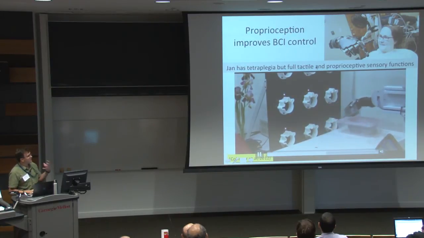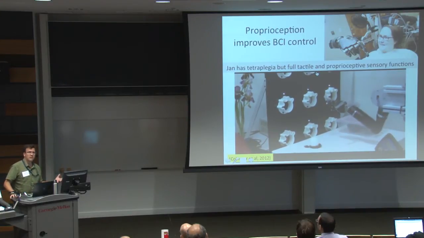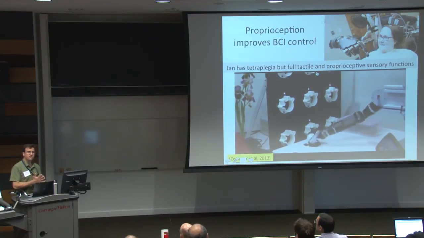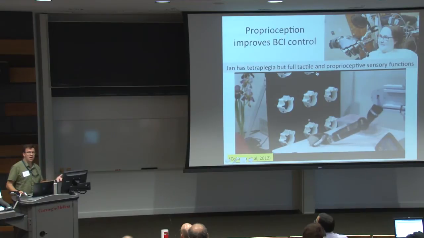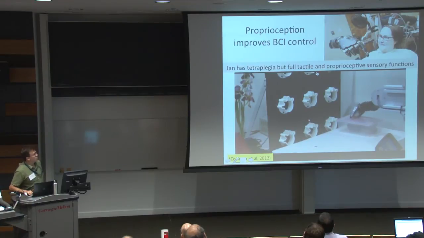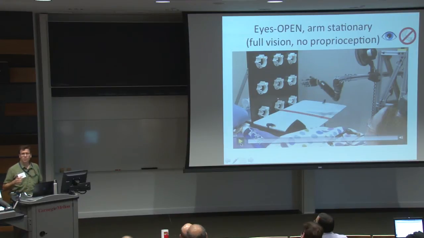But one of the things that got me really excited was that because of Jan's condition, while she's paralyzed, she's also fully sensate. So she has a sense of touch. She has full sense of proprioception. So my colleagues and I thought this would be a great opportunity to test whether having that proprioceptive feedback available to her would help her control. You can imagine that the easiest way to do this experiment would be to put her arm in an upper extremity exoskeleton and then have her control the exoskeleton. But since we don't have one of those available, we had to do the next best thing, and I'll show you in a minute what that was.